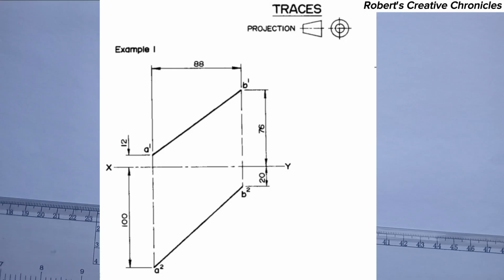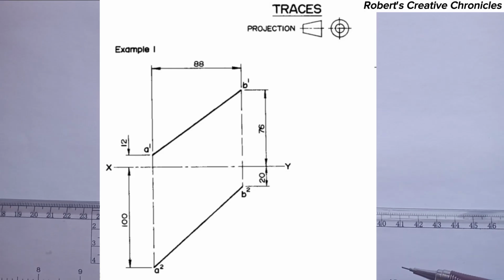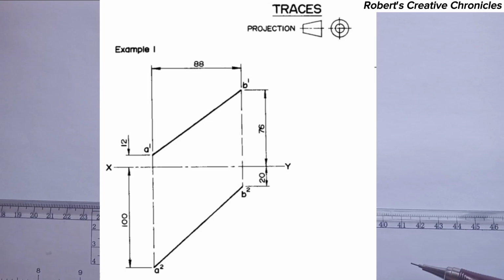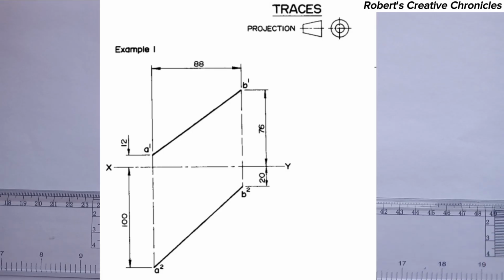So today we'll be solving this example 1 on traces. The scale we are going to use for these traces is half full scale. We are going to use a scale of 1:2, half full size.